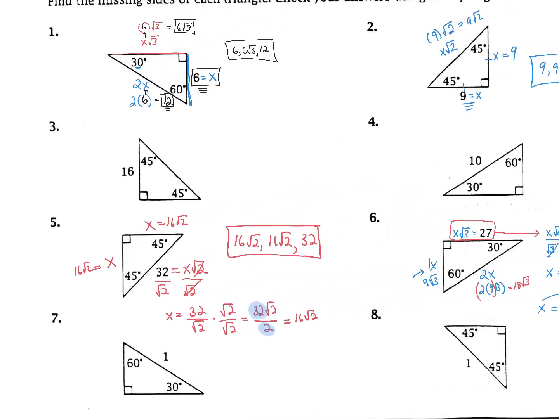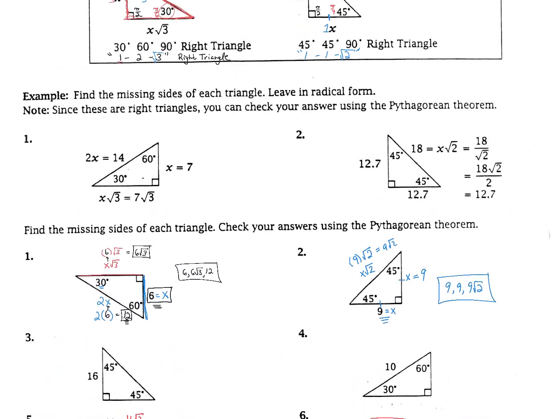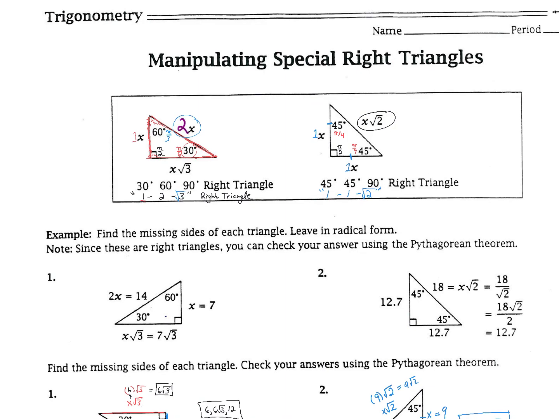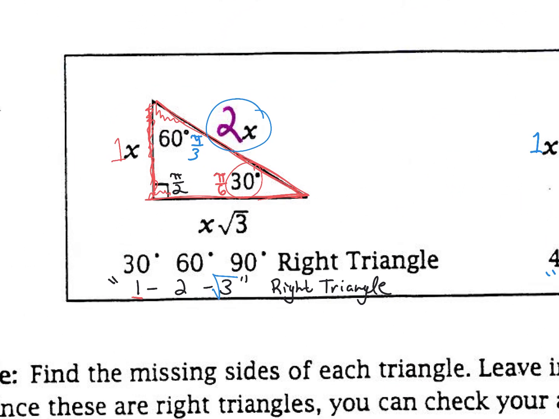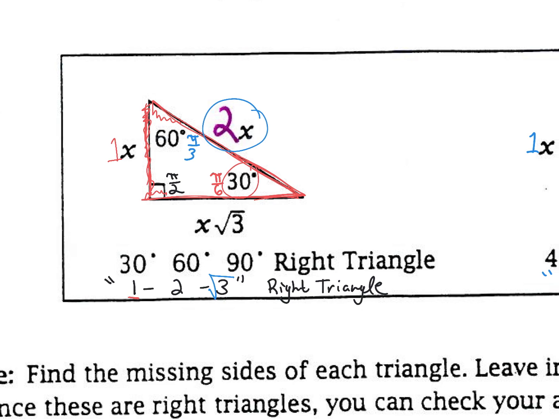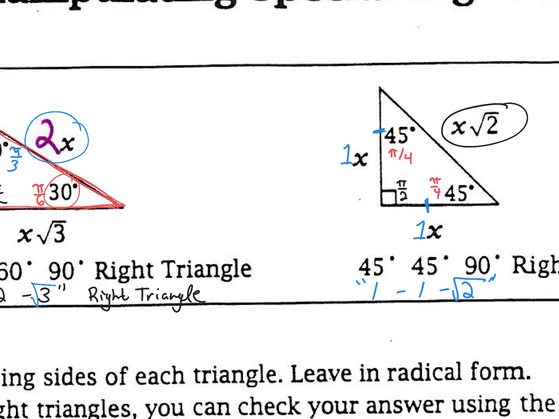So just kind of summarizing a little bit. You've got your 1, 2, 3 triangle. Short side's 1x, hypotenuse is 2x, medium side is x root 3. And your 45, 45, 90, that's 1x, 1x, and x root 2. So this is the stuff you need to know for your quiz. You'll have a quiz on these types of problems tomorrow. It looks exactly like the assignment.